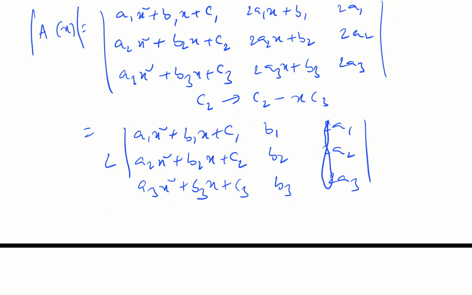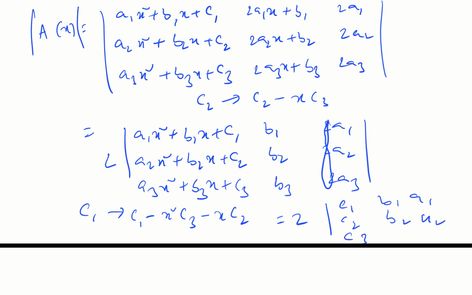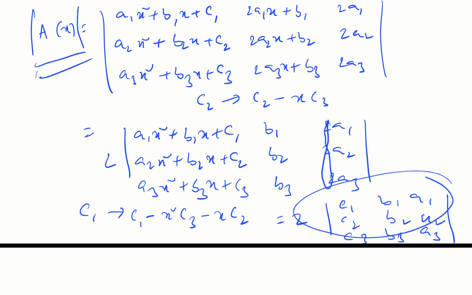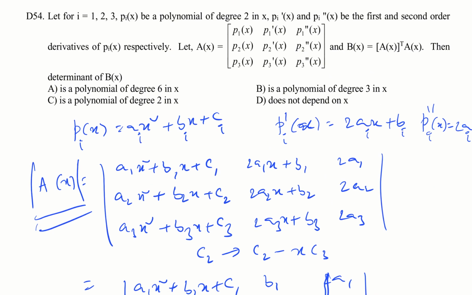And now I'll replace C1 by C1 minus x square times C3 minus x times C2. Then you can see that this will become 2 times the determinant c1 b1 a1, c2 b2 a2, c3 b3 a3. So you can see that this determinant became a constant. There is no x term in that. Therefore the determinant of A of x is constant.